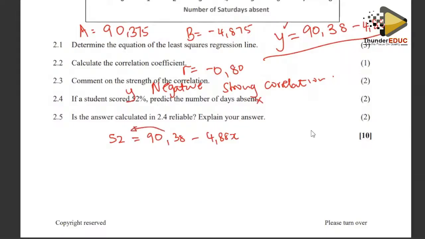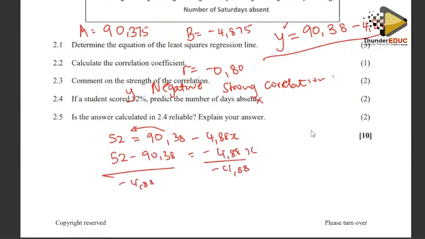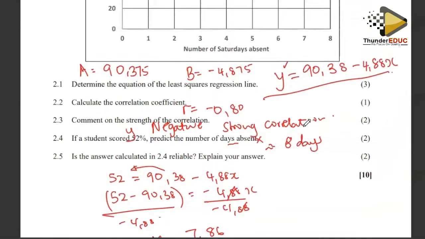So start by moving the 90 to that side, okay? So it's gonna be 52 minus 90,38 is equivalent to negative 4,88x. Divide both sides by negative 4,88. I mean, this can be done just on the calculator without showing all these steps. So the answer we are getting is 7,86, but then predict the number of days. So since it's days that are countable, this is approximately 8 days. The learner was approximately absent for 8 days.